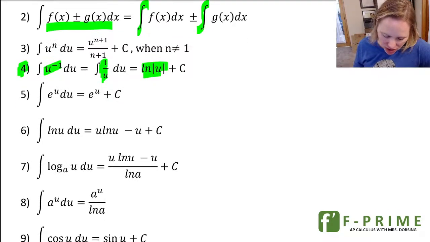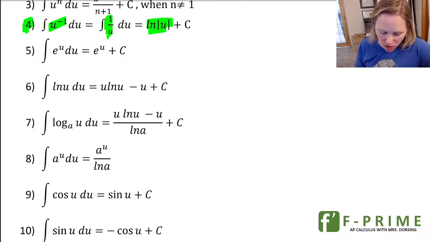Number 5, e to the u: the derivative is just itself, so the integral, or the antiderivative, is just itself. Number 6 is one we're actually going to learn where this comes from, and we're going to do a proof of it later on. That's a BC topic that we talk about in Calculus BC. So for the BC lessons, we'll be doing a proof of number 6 here. But for the rest of us, we can just jot it down for now.